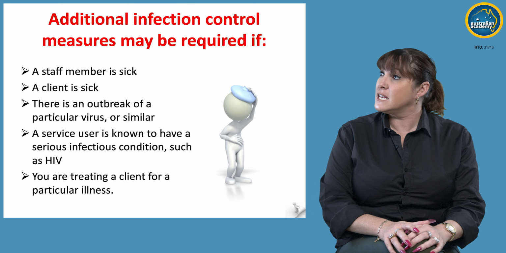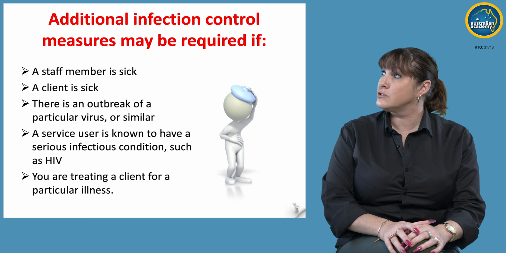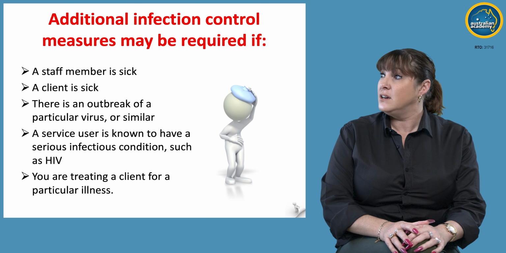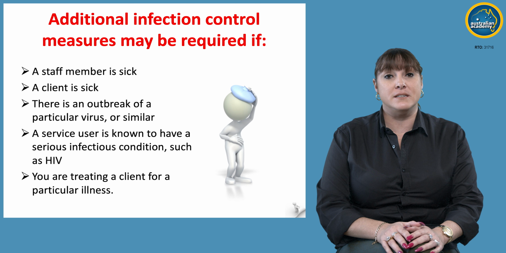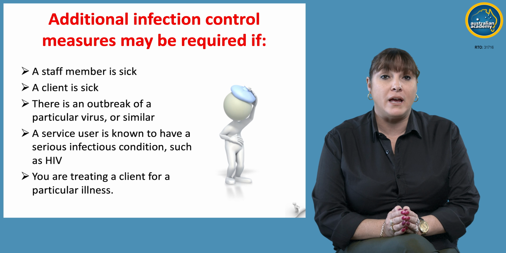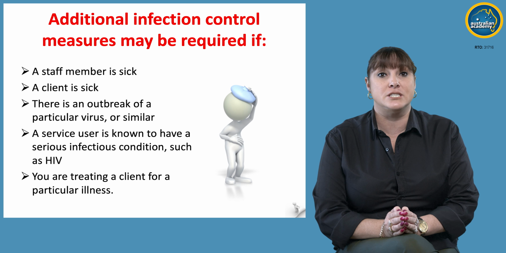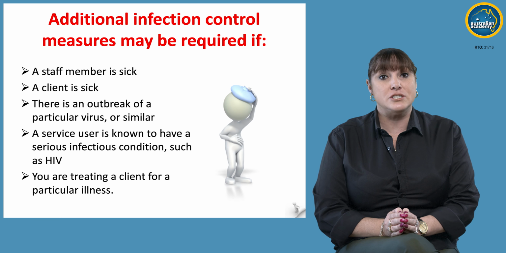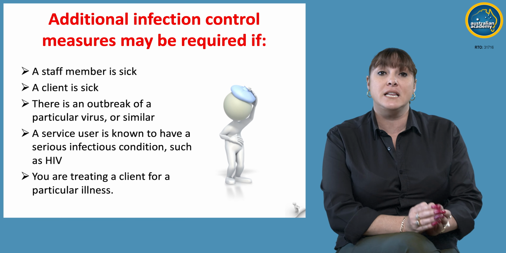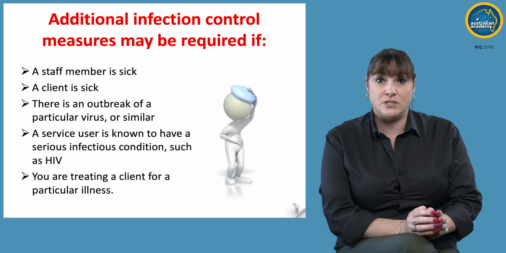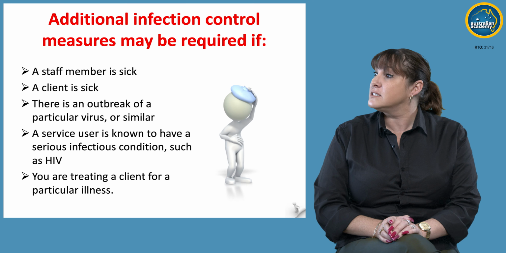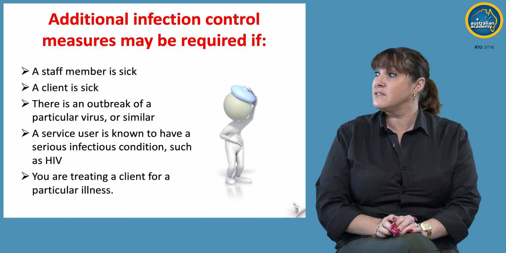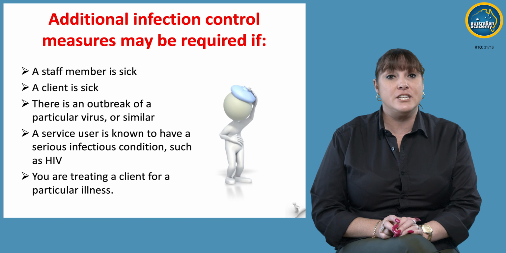We also need to take into account the additional infection control measures that may be required if a staff member is sick or a client is sick, if there is an outbreak of a particular virus. If there happens to be an outbreak of a particular virus within your organisation, it is up to your organisation to be able to isolate the staff and the clients to certain sections of that facility so that the infection doesn't get spread throughout. The service user is known to have a serious infection condition such as HIV.